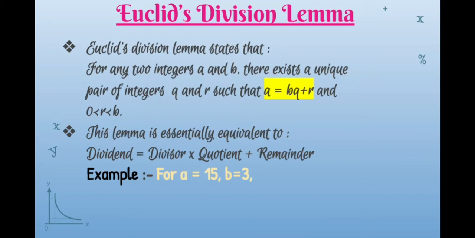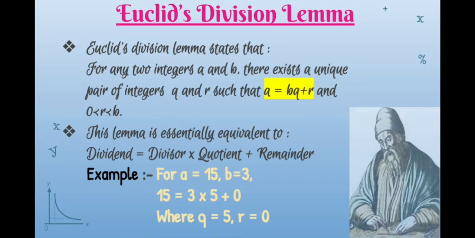Now let us take an example. If we take a = 15 and b = 3, it will become 15 = 3 × 5 + 0, where q = 5 and r = 0. The image that you are able to see is Euclid, a famous Greek mathematician.